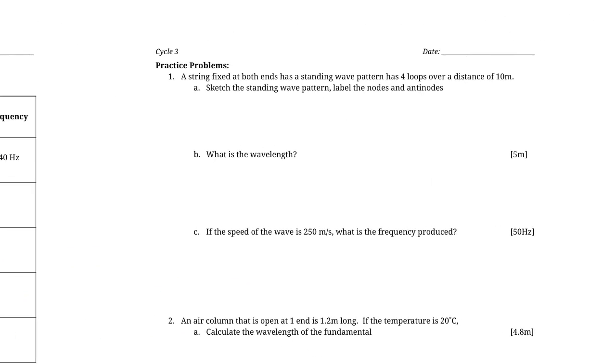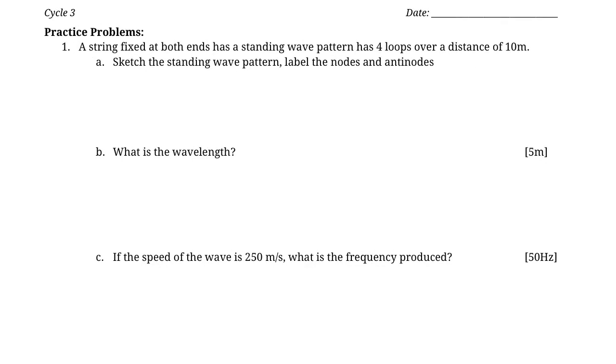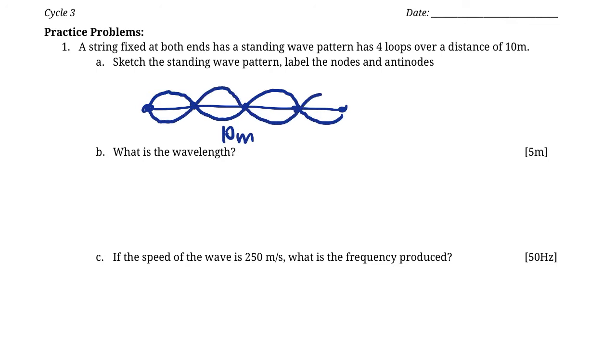Okay, so first question. A string that is fixed at both ends, and it's 10 meters long, has a standing wave pattern that has 4 loops over a distance of 10 meters. So 4 loops, if we sort of divide up the string into quarters, 1 loop, 2 loop, 3 loop, 4 loop. That's what I mean by loops. It's sort of these open areas of vibration.